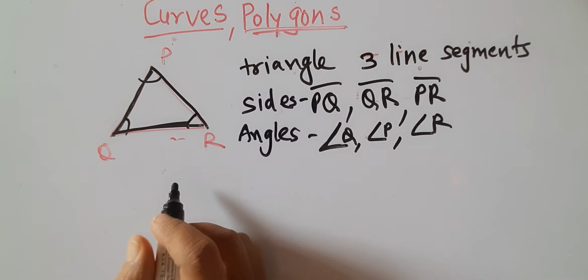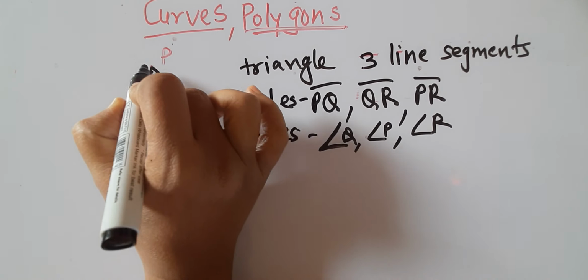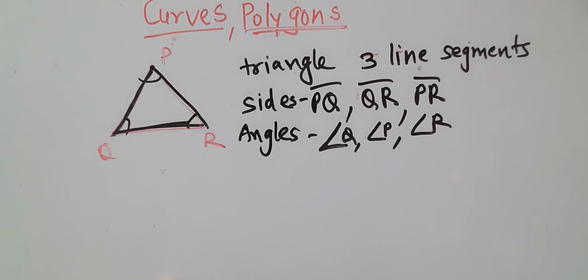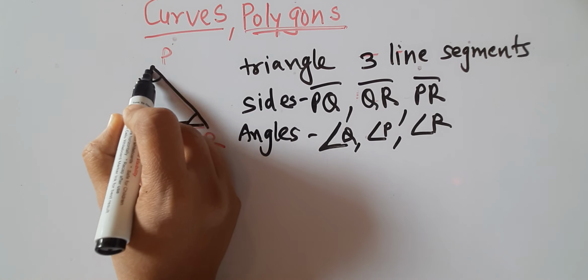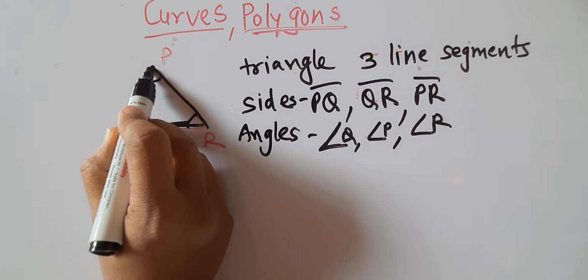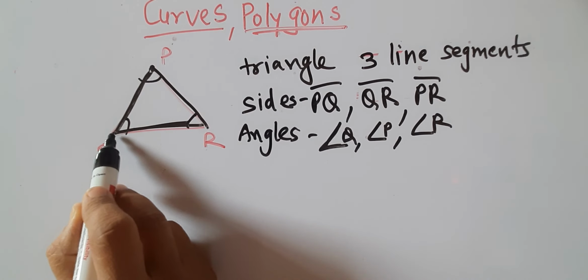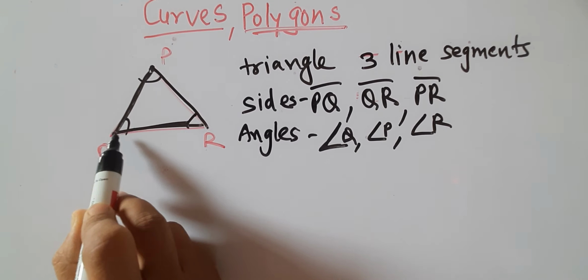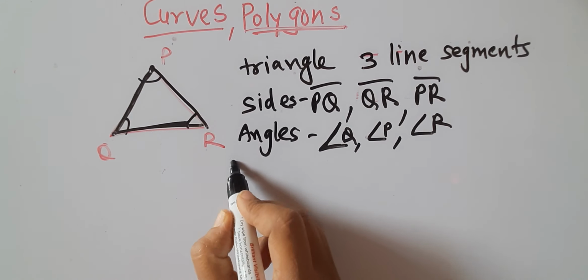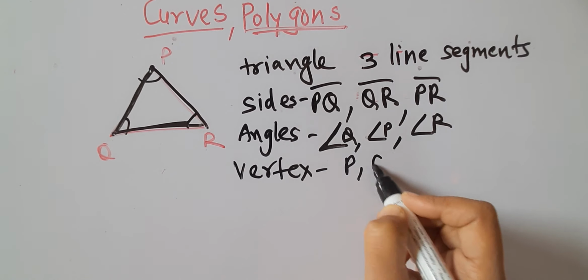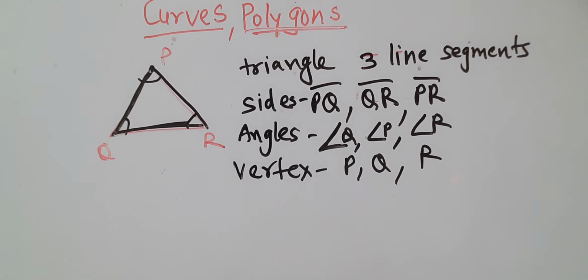Okay. Now vertex. What is vertex? Vertex, where the 2 line segments meet each other, is known as a vertex. Here, at P, the 2 line segments are meeting. At Q, these 2 line segments are meeting, and at R, these 2 line segments are meeting. So the triangle has 3 vertices, that is P, Q and R here.